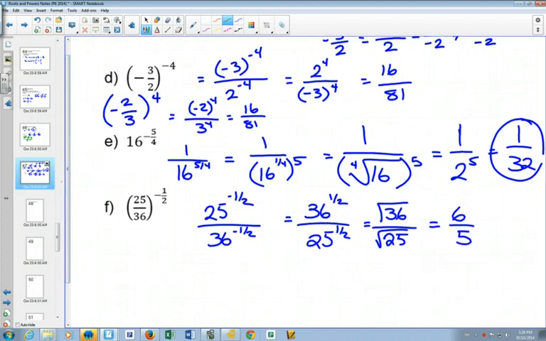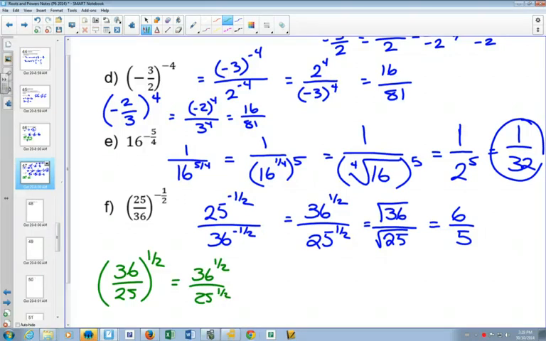Just a show of hands. How many people distributed the negative exponent first? Okay. How many people flipped the fraction first? What if we did both? Okay. Couple did that. That's fine as well. This gives you 36 to the half, 25 to the half. What if we just did the second step of 6 over 5.